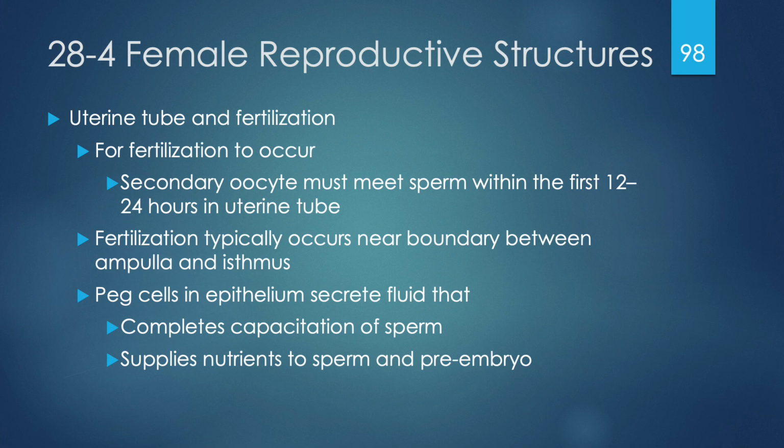And so when it meets, it's actually going to meet in the uterine tube and then travel along and finally implant in the endometrium of the uterus. So technically, this means that fertilization occurs in the uterine tube near the boundary between the ampulla and the isthmus.